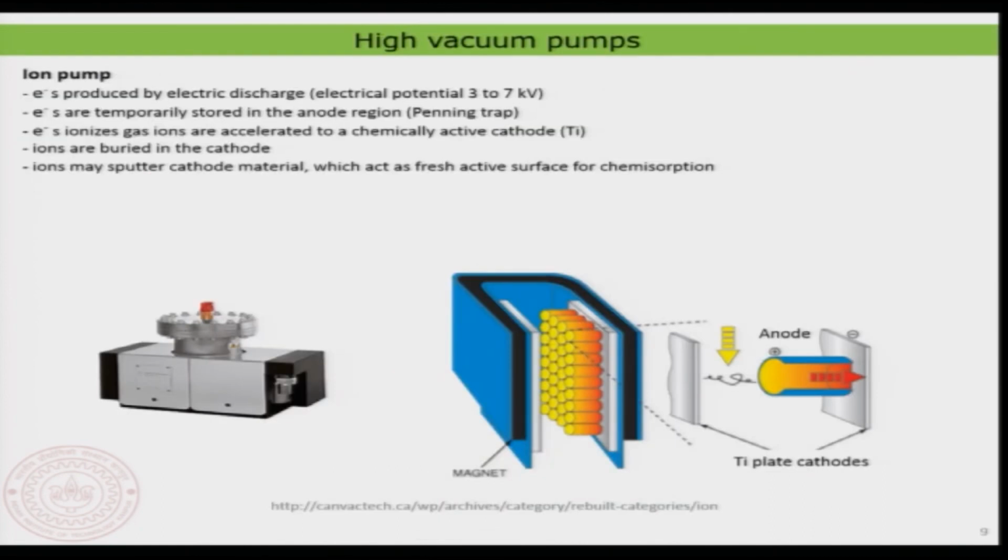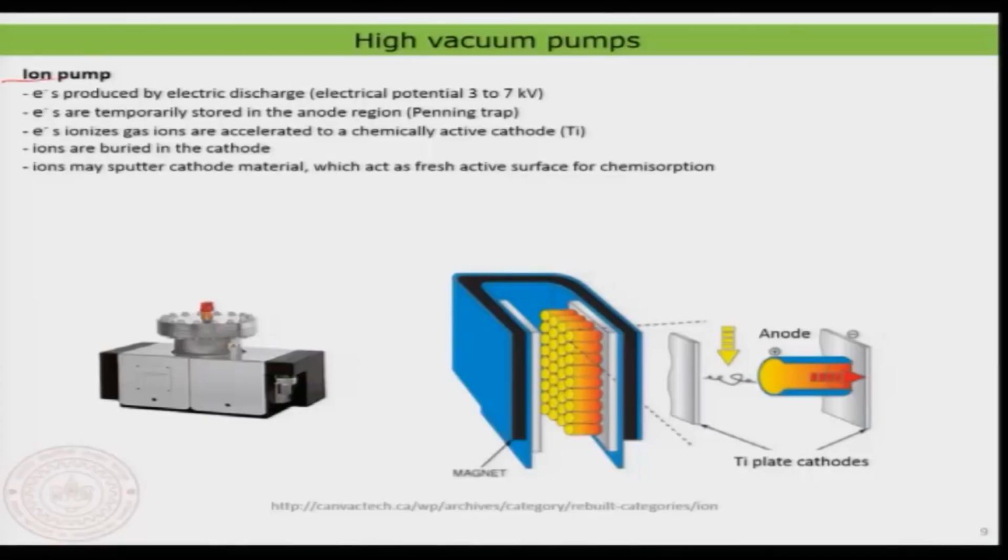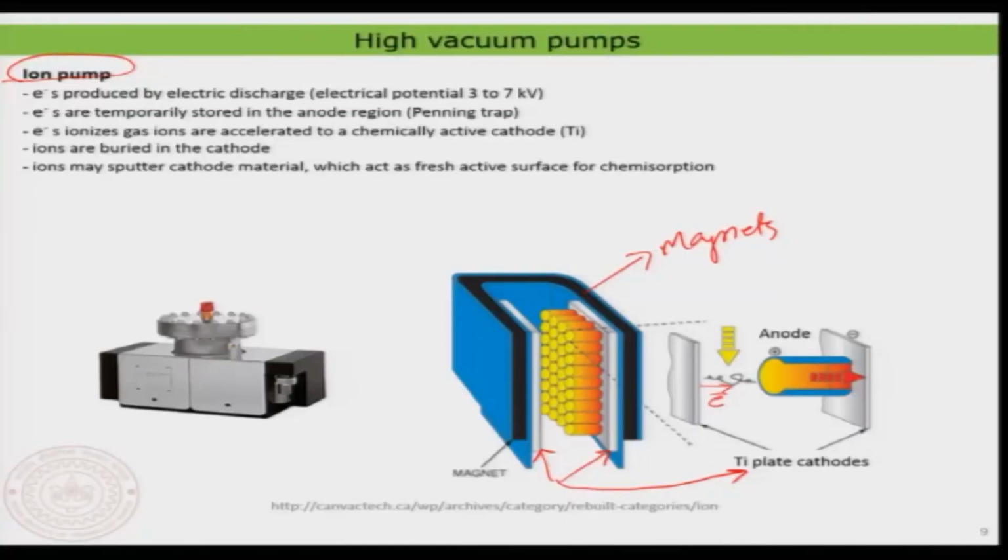Now the next one is pumps that are based on chemical reaction. That is very interesting. This is called an ion pump. In the ion pump, as the name suggests, you have to create ions of the molecule. Let us say these are two cathodes, which are nothing but titanium plates, a very reactive material. You create an electron flow from this. Electrons are flowing in a magnetic field. As you can see, magnets are used here, and the magnets make the electrons flow along the other direction, and on their flow, they start to ionize the gas molecules present in the chamber.